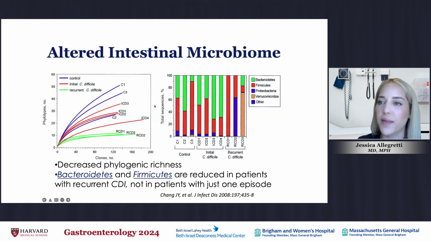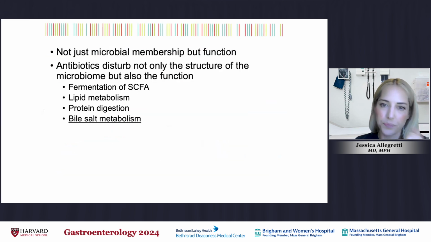And you can see in blue, that's where our healthy controls are. By the time you have an initial infection, you've taken an antibiotic that gave you this infection and you're being treated with more antibiotics. So by the time you have recurrent disease seen here in green, you really have a paucity of phylogenetic richness. You've really been sort of ablated.